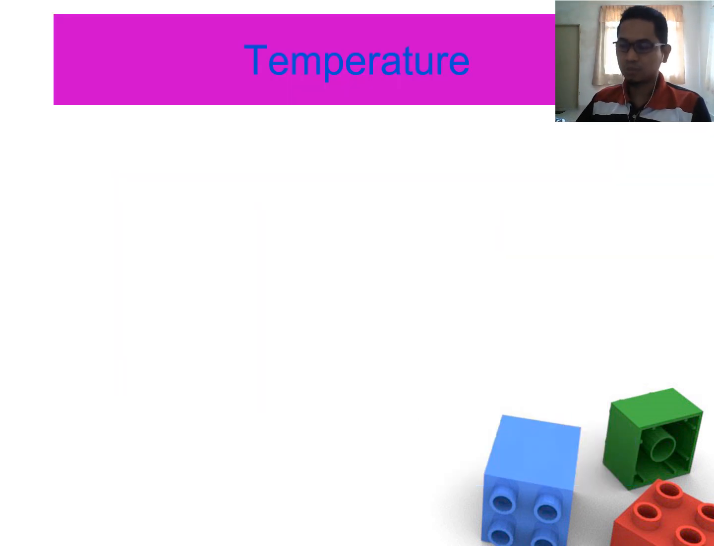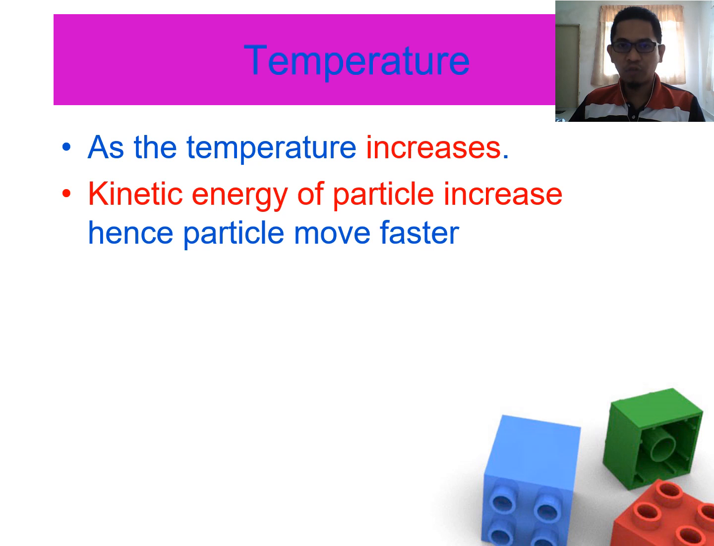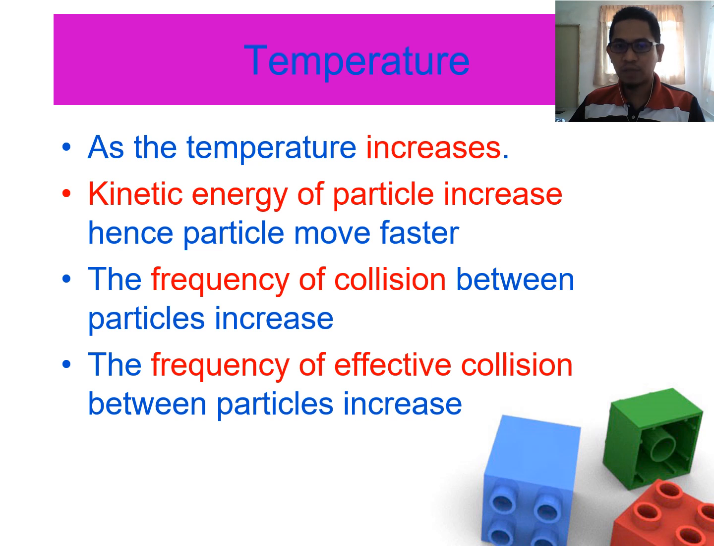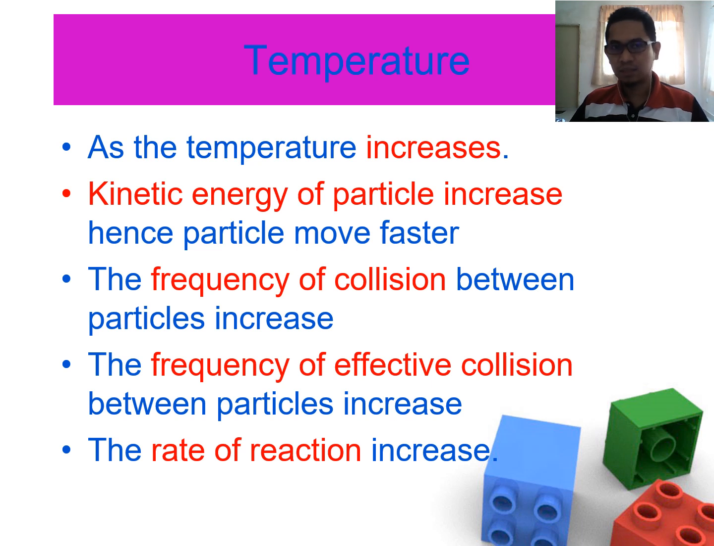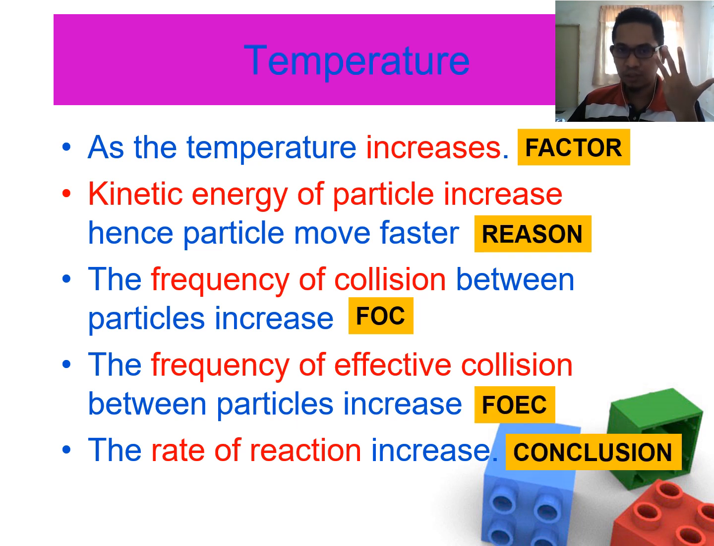Factor temperature. When the temperature increases, the kinetic energy of particles increases. Hence, particles move faster. So, the frequency of collision between particles increases. The frequency of effective collision between particles increases. The rate of reaction increases. So, here there are 5 points to be remembered: first factor, reason, FOC, frequency of collision, FOEC, frequency of effective collision, and the conclusion, the rate of reaction.